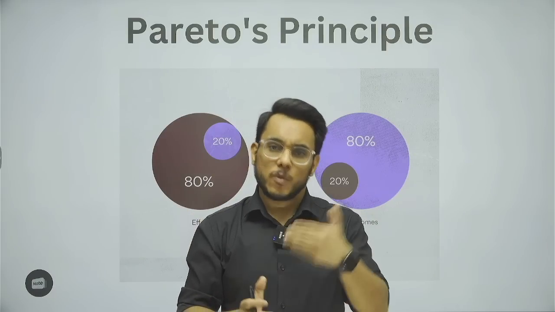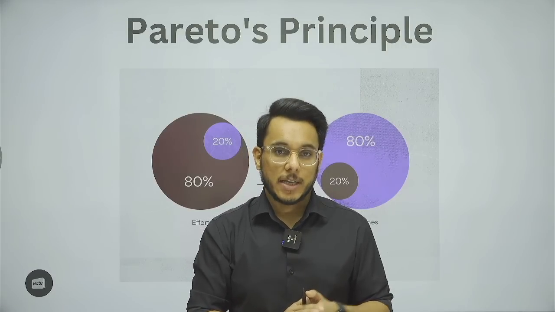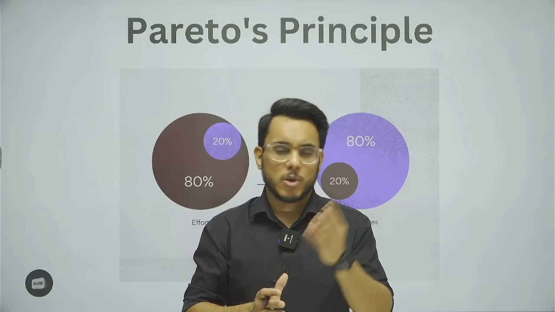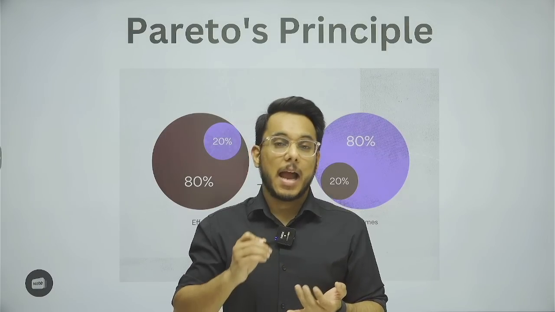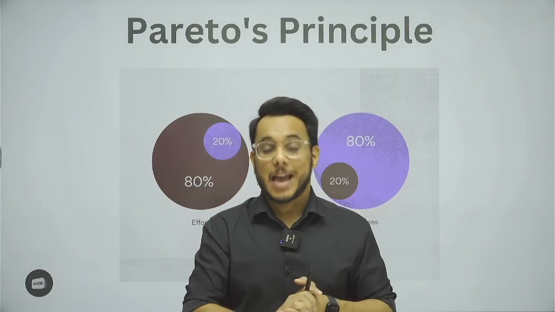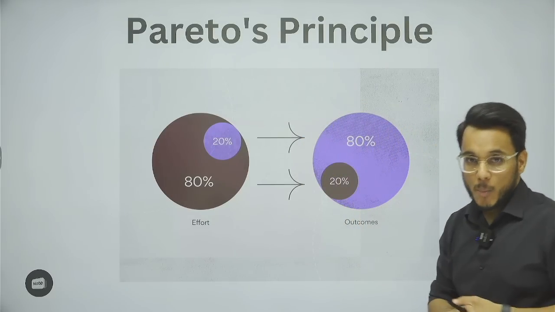And if I give you an example of some GS papers also, for example, when we talk about polity, within polity, 80% of your questions are coming from 20% of your units. For example, fundamental rights, DPSP, fundamental duties and Parliament. This is the place from where the majority of questions have come. So try to identify patterns using the Pareto principle.